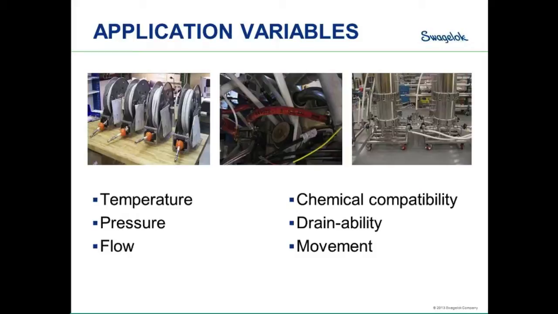Drainability. How important is it for you to have the product drainable? Are you a pharmaceutical type application where if you have any product holdup, that could be the potential for contamination? And then lastly, movement. Is it a dynamic application or static application? In other words, will this hose see continuous movement? Is this a robotic arm, or is it going to be installed in one orientation and then continue to be there?